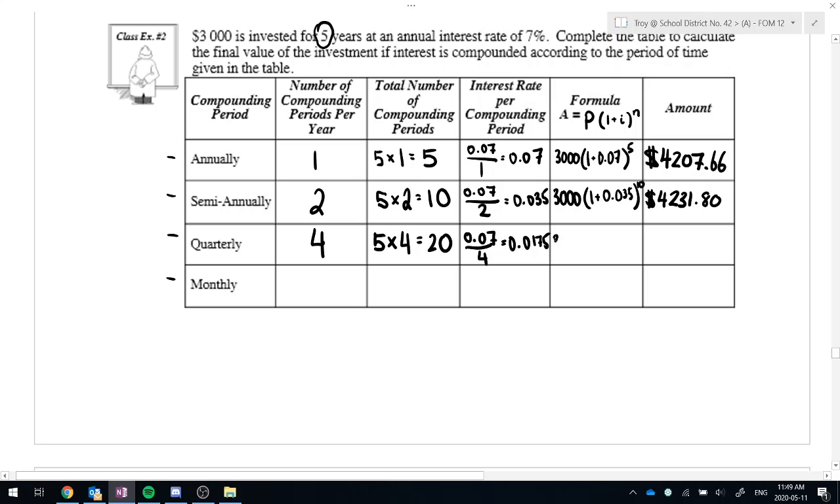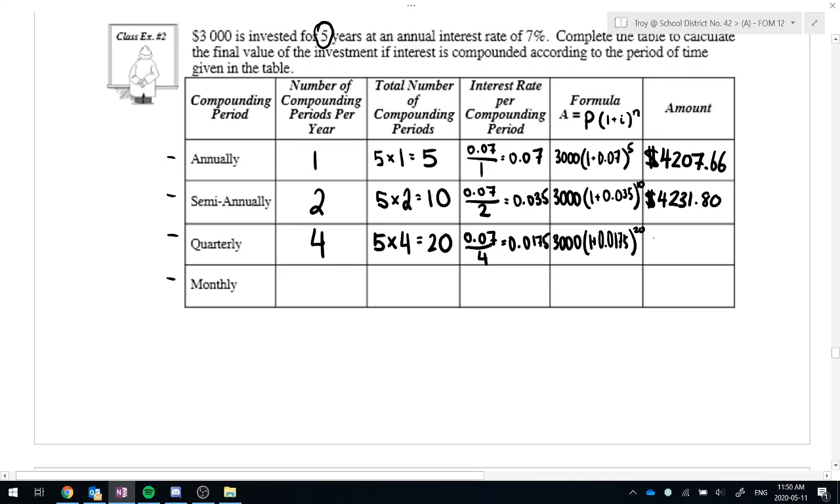All right, so our p-value, again, 3,000. Try to save some space here. So it's going to be 1 plus 0.0175. And this time our number of compounding periods is 20. So I'll grab my calculator here. So that's going to be 1.0175 in the brackets. Got to raise that to the power of 20. And we multiply that by our principal, which is 3,000.